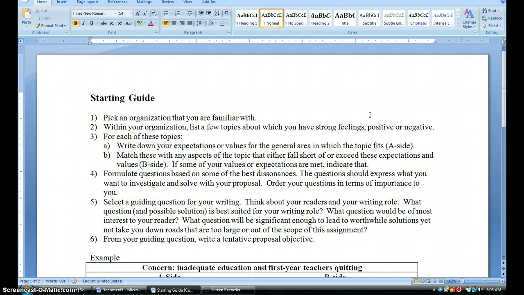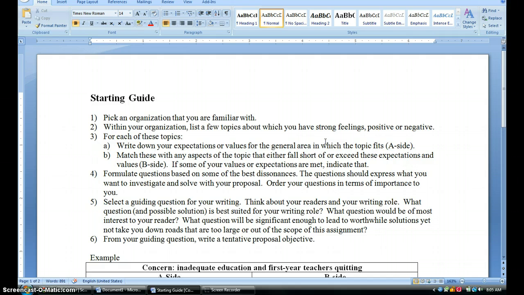Think about your readers and your writing role. What question and possible solution is best suited for your writing role? What question would be of most interest to your reader? What questions would be significant enough to lead to worthwhile solutions, yet not take you down roads that are too large or out of the scope of this assignment? And then number 6, from your guiding question, write a tentative proposal objective.